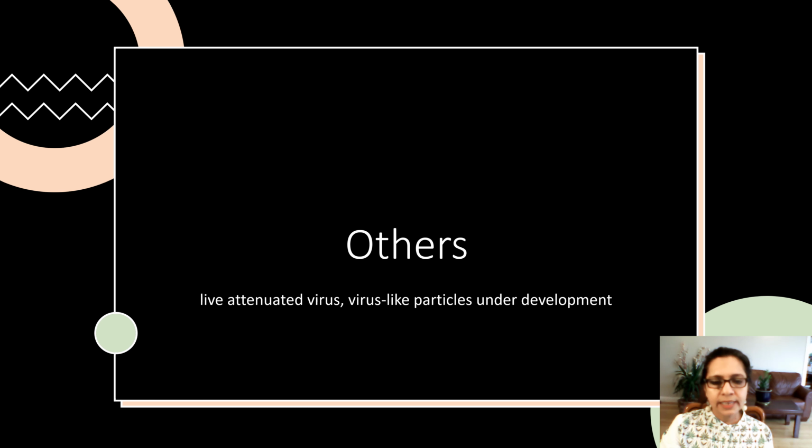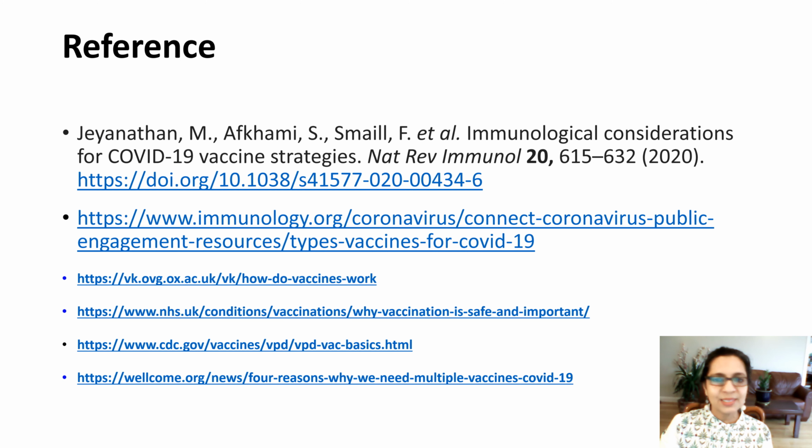So two other types of vaccines which are under production and not yet released and not that popular, are live attenuated virus, which uses a weakened type of coronavirus, and also another category of vaccines which uses virus-like particles. So that's all in today's video.